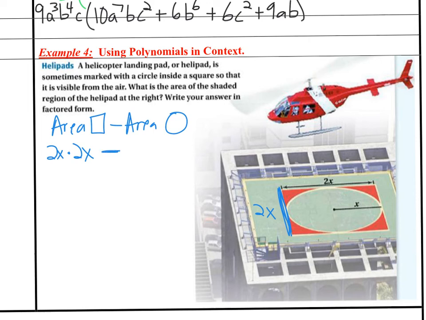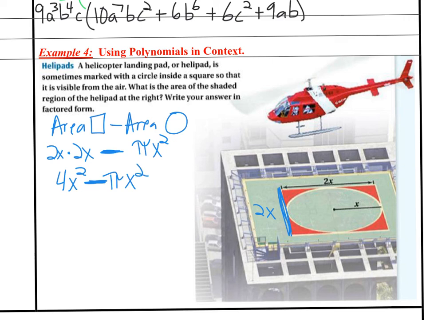Then I'm going to subtract whatever I get for the area for the circle. That is pi r squared is our area for a circle. So I'm going to do pi, and then r, my radius, is x squared. So first area for the square, 2x times 2x. I'm supposed to multiply 2 times 2 and get 4, and x times x gives me x squared. So 2x times 2x is 4x squared, minus pi x squared.